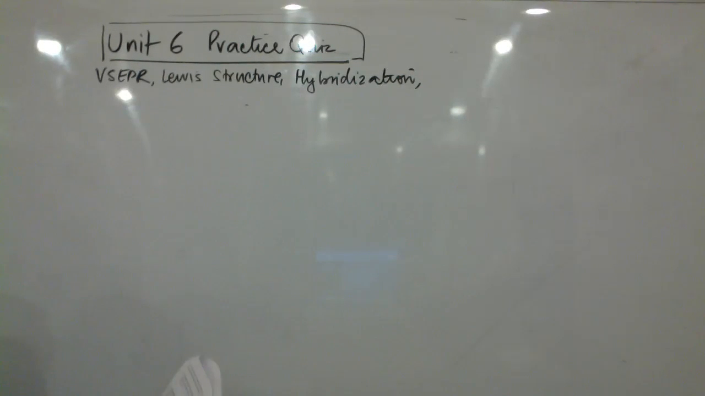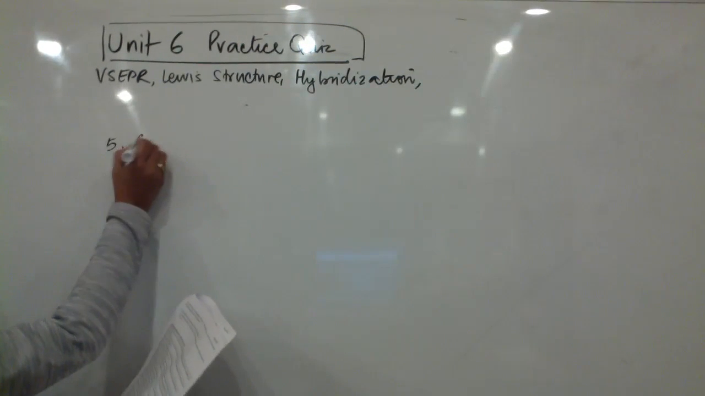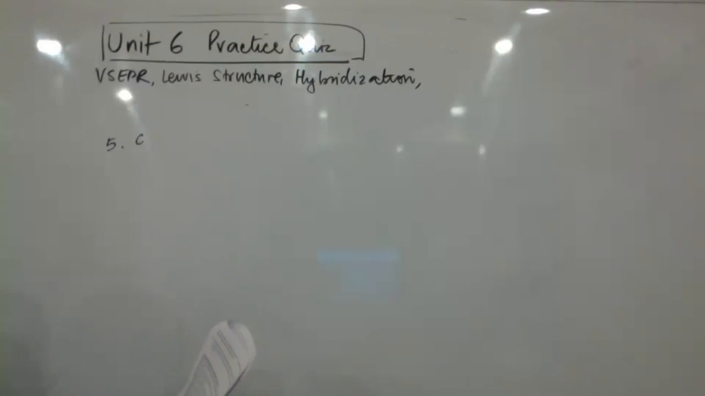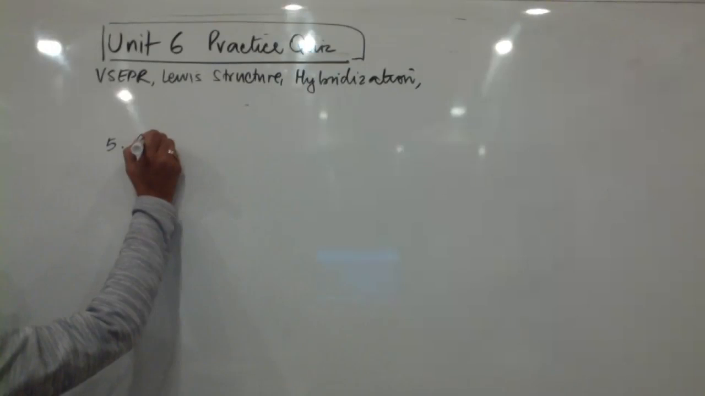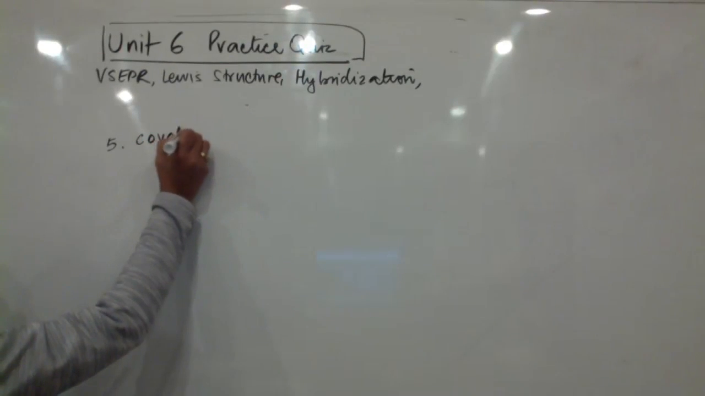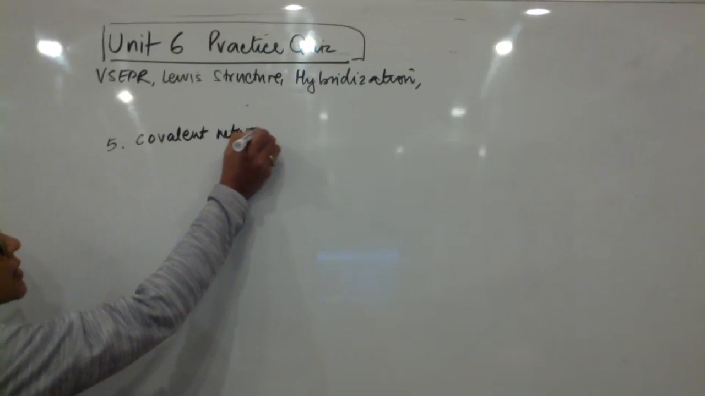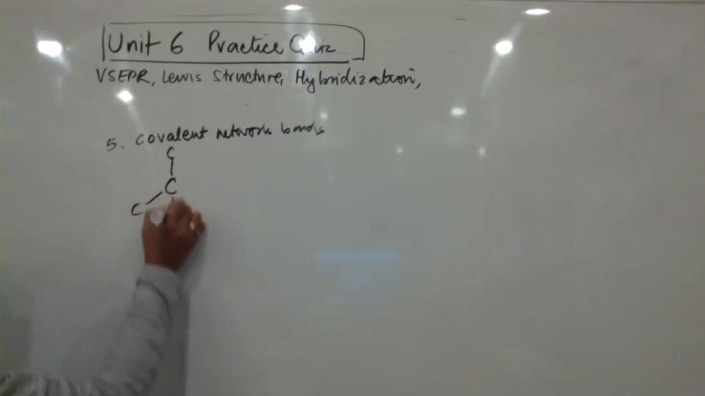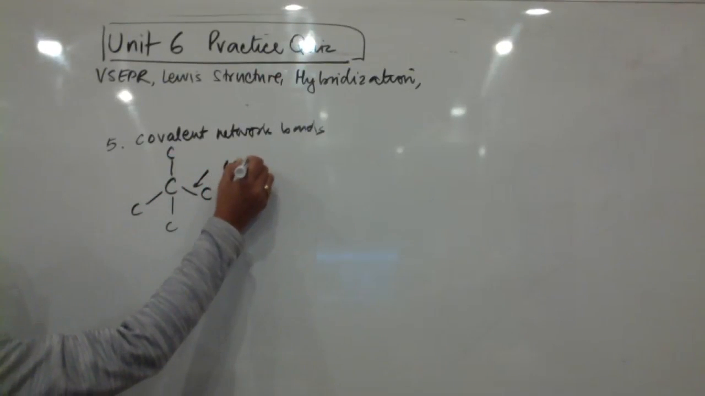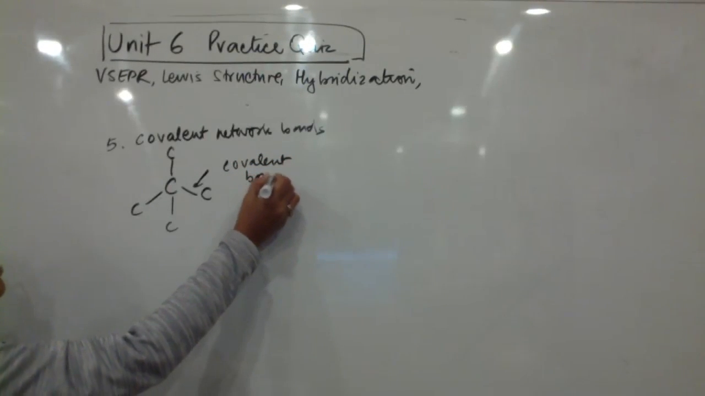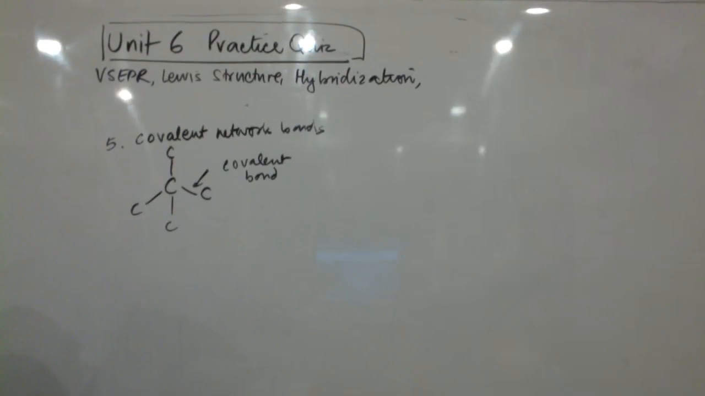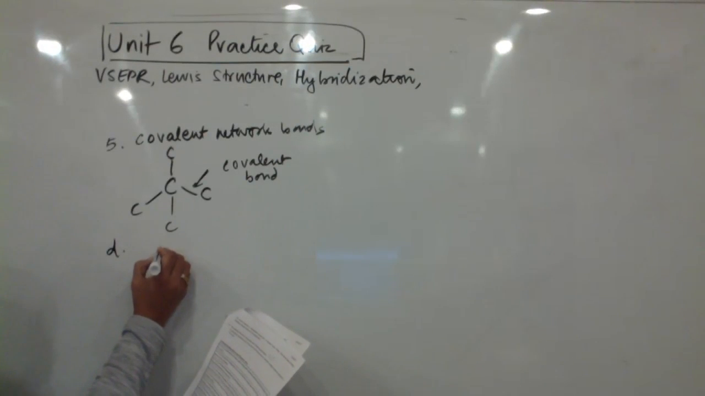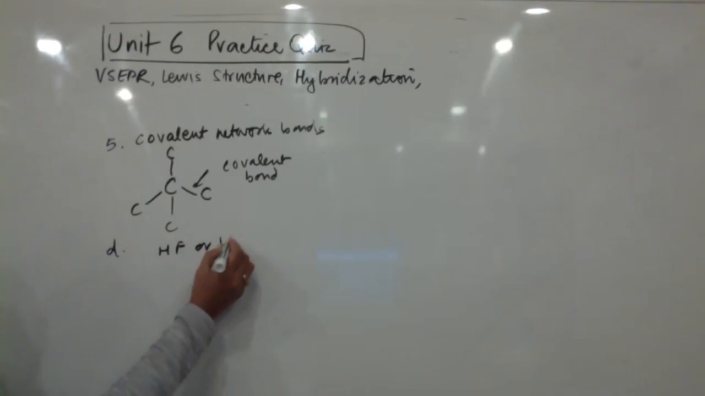Moving on to question number 5C. 5C says diamond is one of the hardest substances, and you have to justify it by saying that diamond has covalent network bonds. In the covalent network of diamond, each carbon atom is joined to other carbon atoms by covalent bonds. And because covalent bonds are fairly strong due to a good overlap, that is why diamond is a very strong substance.